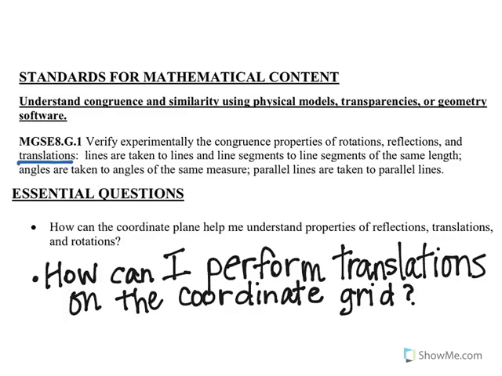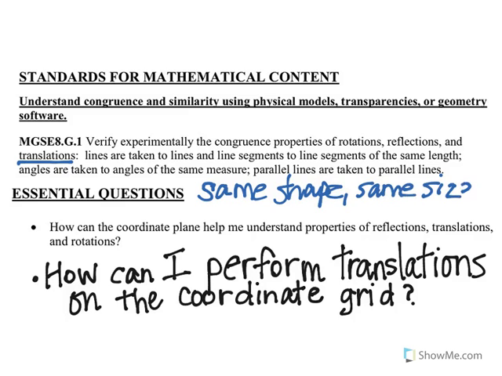So lines are taken to lines and line segments to line segments of the same length. Angles are taken to angles of the same measure, and parallel lines are taken to parallel lines. So when we do a translation, your pre-image and your image will be the same shape and the same size. Remember, these are rigid transformations, so it doesn't change the shape or size. But even with a translation, it doesn't change the orientation, meaning it's not going to turn or flip. The images, literally all the points are still going to be in the same place.